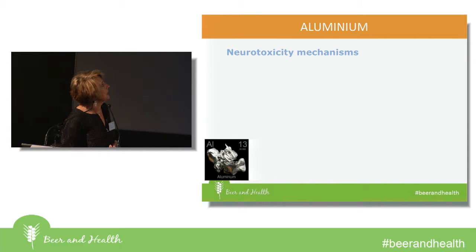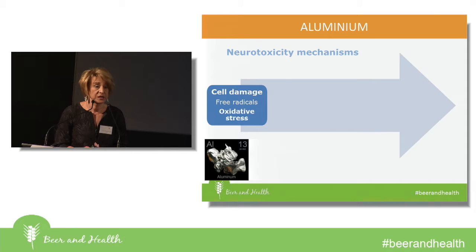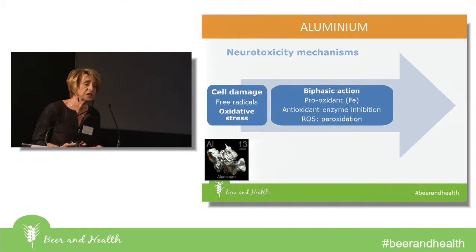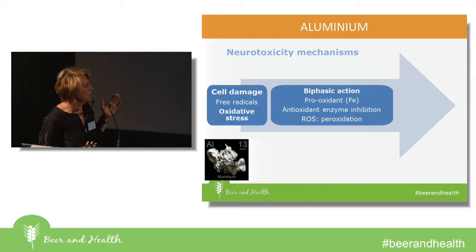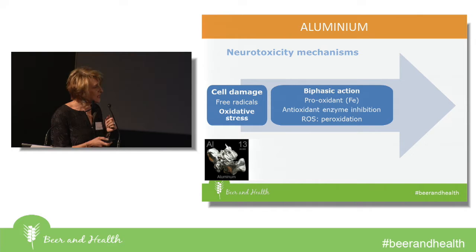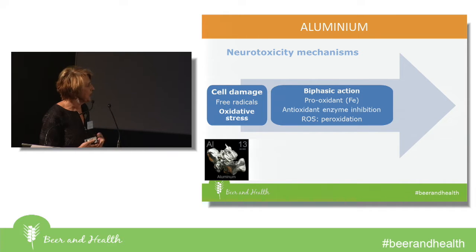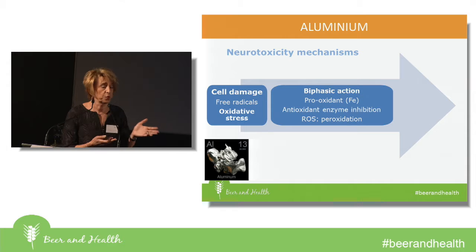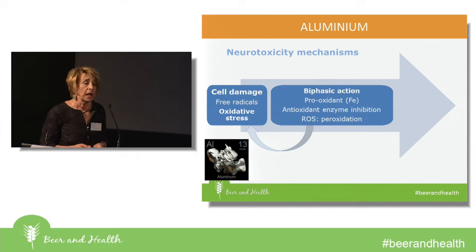One of the most crucial elements in Alzheimer's is aluminium. Aluminium provokes cell damage, and it can also generate free radicals, which provoke oxidative stress. There have been different studies that try to define the reactions that take place with aluminium. We see that aluminium has a biphasic action. It can inhibit the actions of different enzymes. It can also provoke reactive oxygen species, which provoke oxidation in the cells themselves.